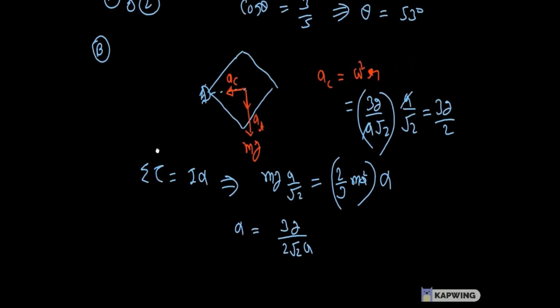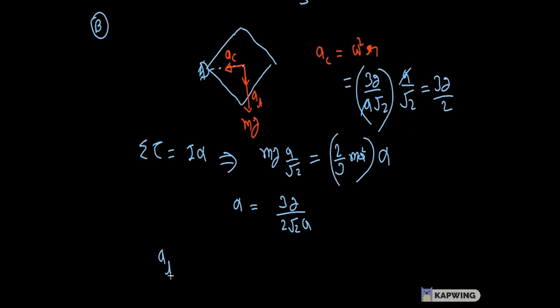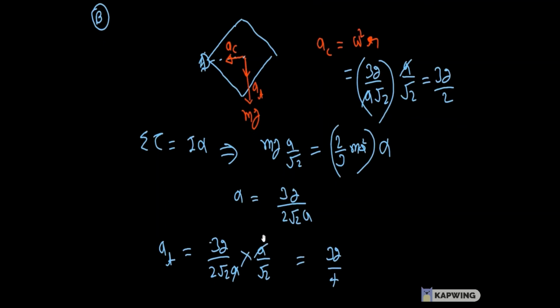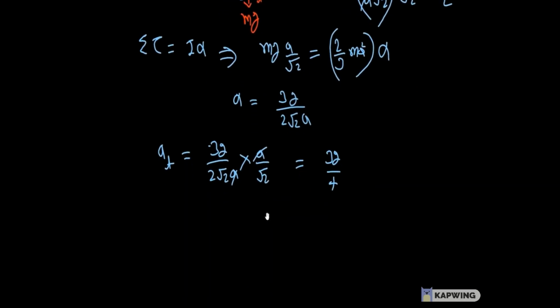So tangential acceleration of the center of mass will be alpha into r. So that will be 3g by 2 root 2a into r, a by root 2. It will become 3g by 4. So now we have calculated tangential acceleration and centripetal acceleration. Now we can use the equation net force equal to mass into acceleration of center of mass to calculate hinge reaction. So suppose hinge reactions are RC and RT respectively.